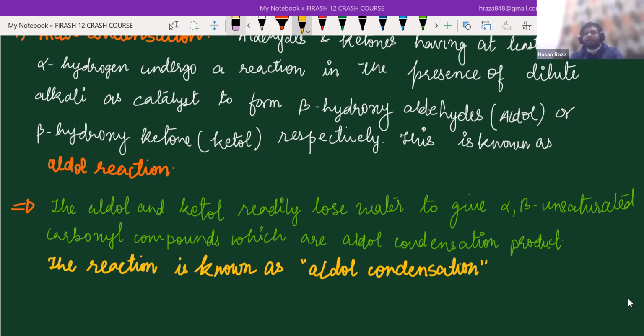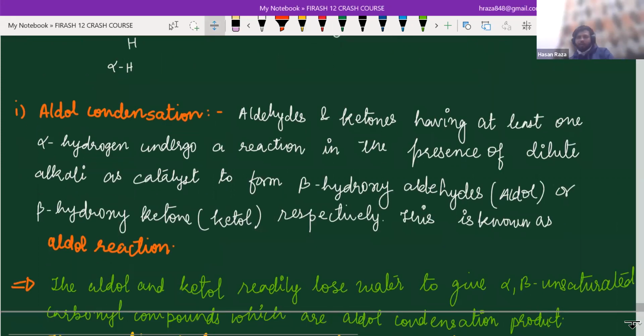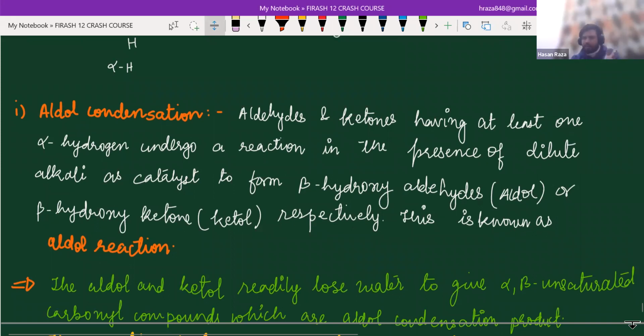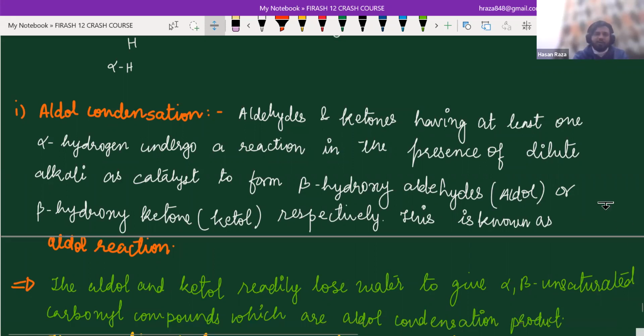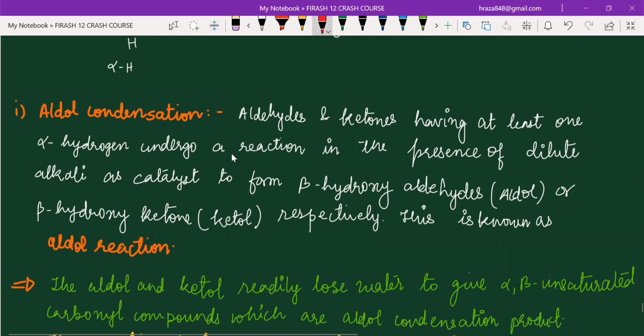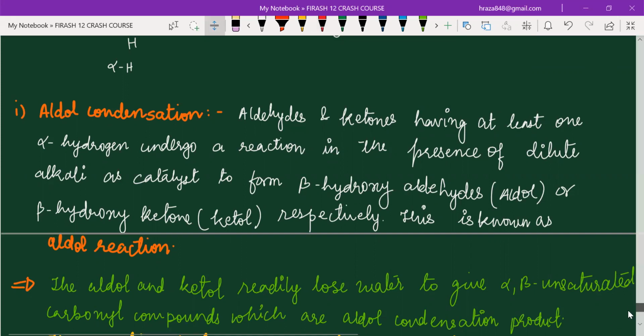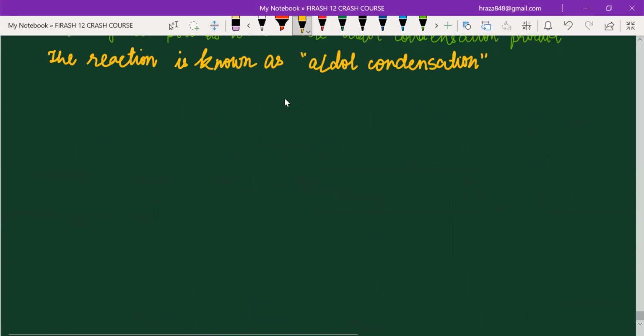Very good. So now see what you need to do. First, when you are going to do aldol condensation of any aldehyde or ketone, first you need to see whether there is at least one alpha hydrogen or not. If there is no alpha hydrogen, then aldol condensation will not take place. Next, if you have an aldehyde or ketone having an alpha hydrogen, you are going to treat that with alkali.